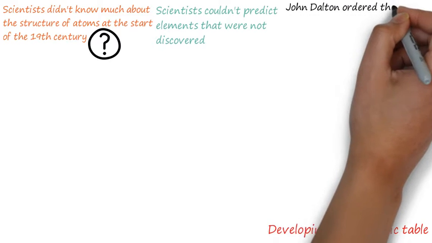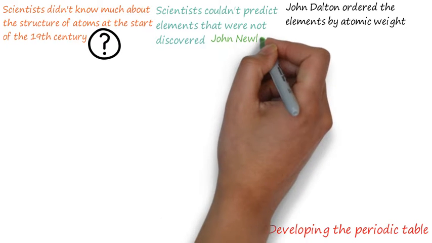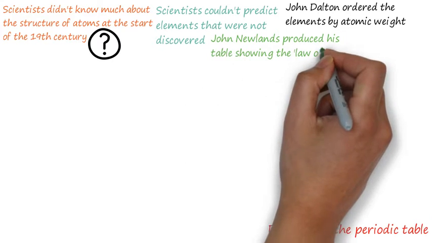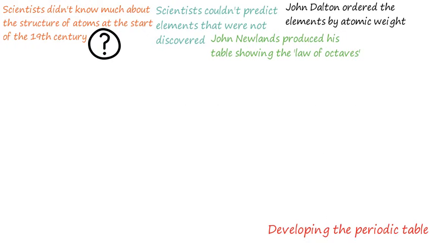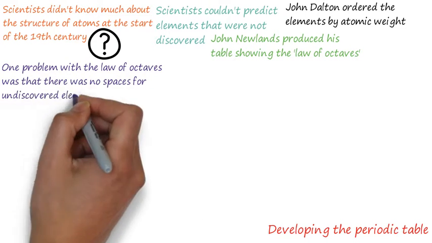Many scientists were involved with the development of the periodic table. One of the first was John Dalton, who ordered the elements by atomic weight. In 1864, another scientist, John Newlands, had his ideas which built on Dalton's. He ordered the known elements by atomic weight. When doing this, he noticed that each element was similar to the element 8 places along. This led him to produce his table showing the law of octaves.